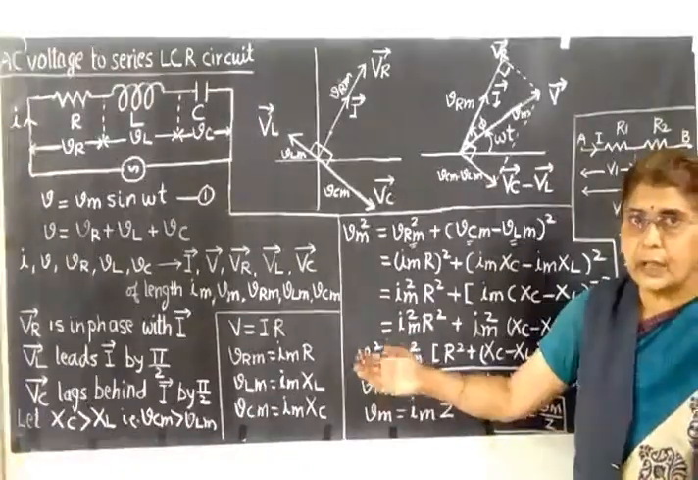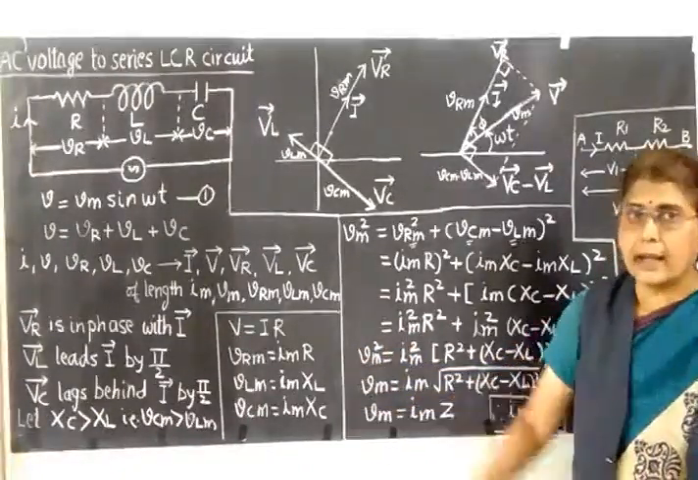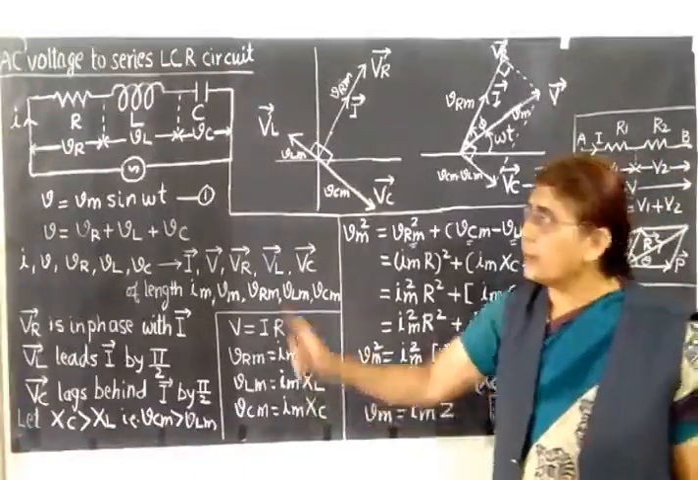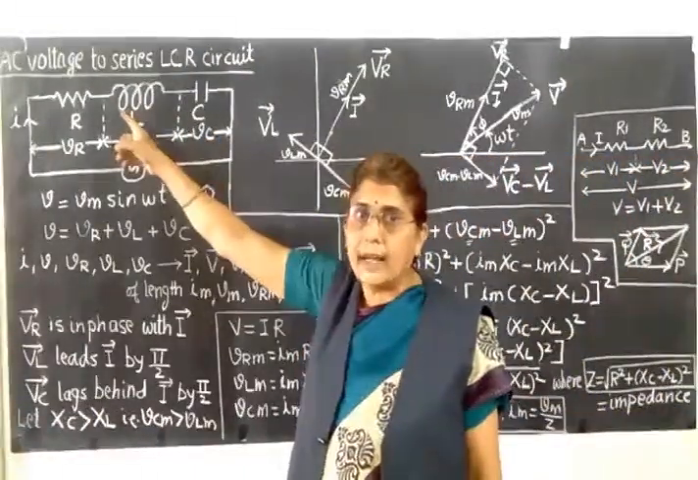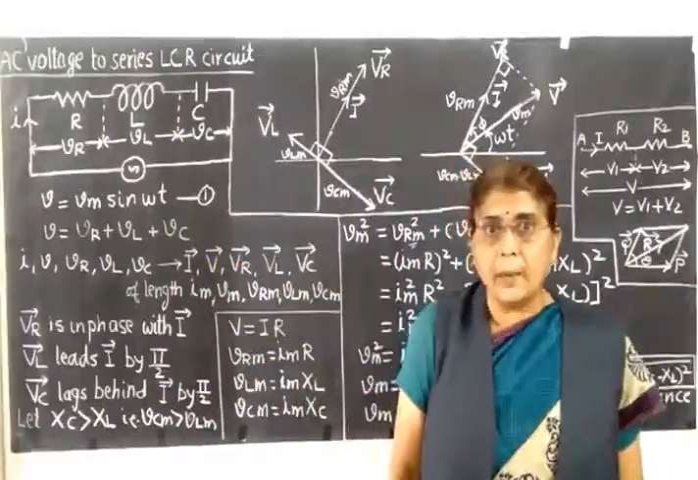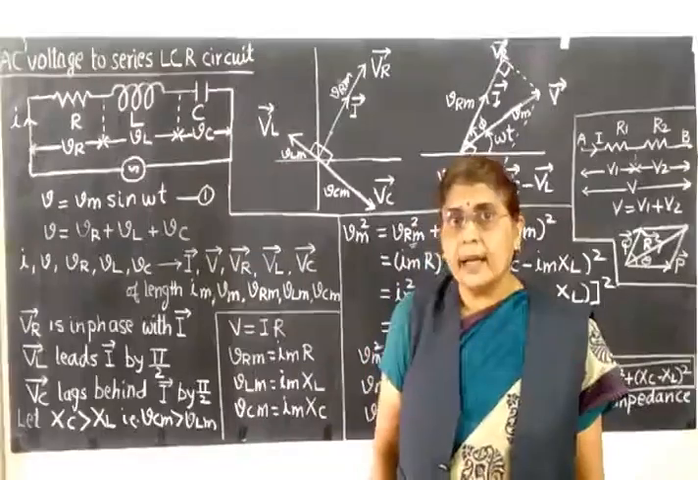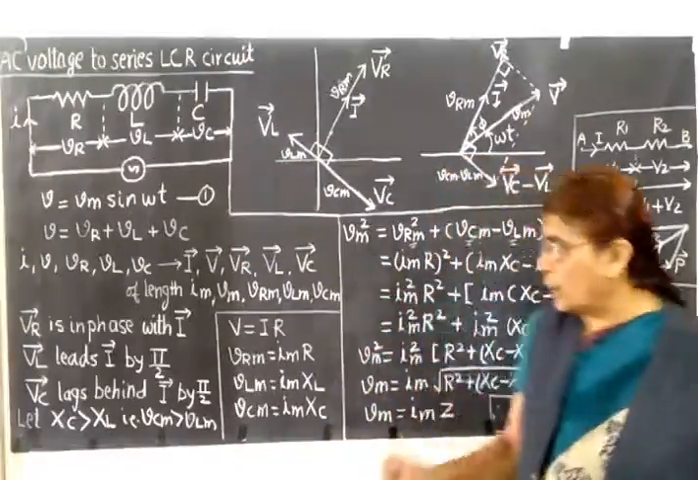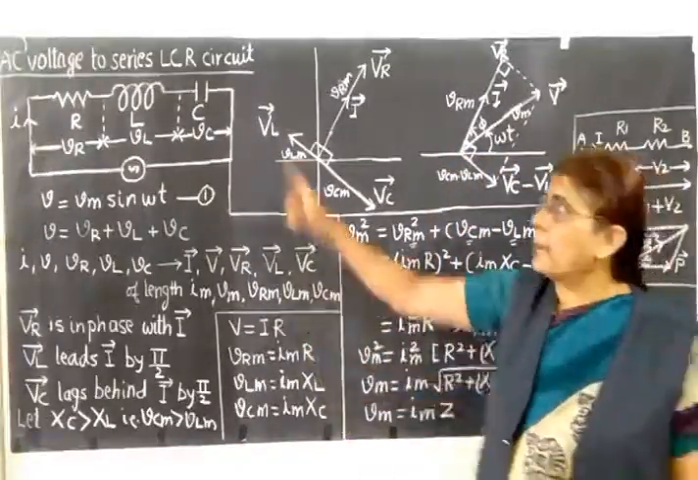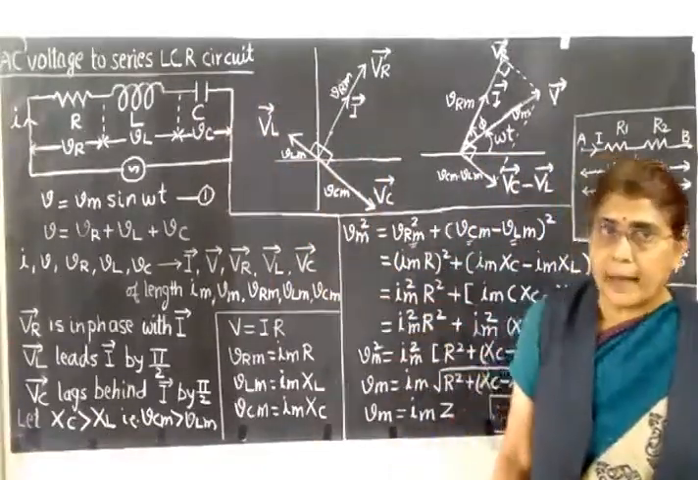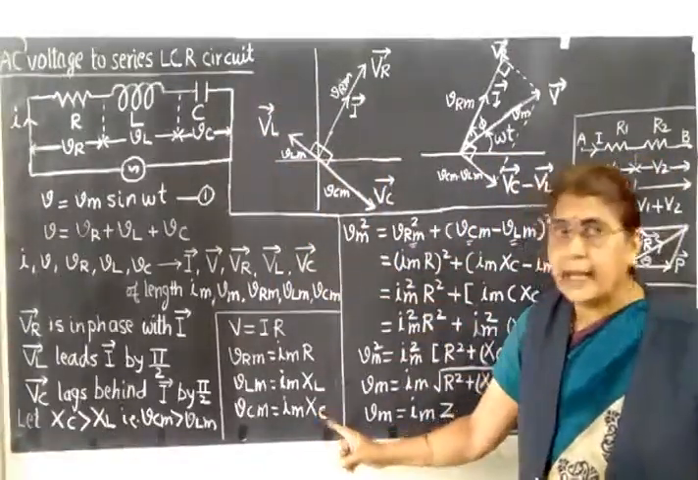The same thing we shall do for an inductor and a capacitor. Only thing is, for resistor it is only R. But what is the opposition of an inductor called? We had studied last time. The opposition of an inductor to the flow of AC is called inductive reactance. It is denoted as XL. And the opposition of a capacitor to the flow of AC is called capacitive reactance. It is denoted as XC.